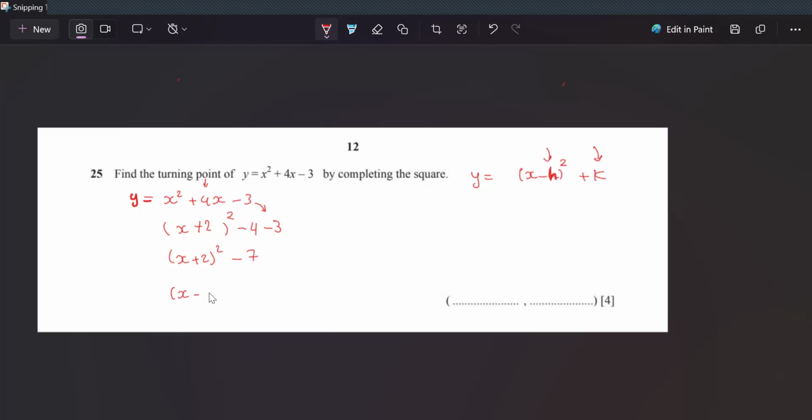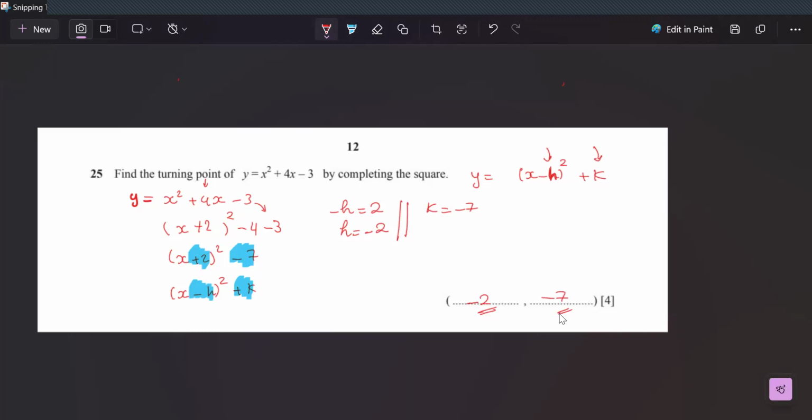Look here, x minus h all power 2 plus k. Can you tell me from here h equal what and k equal what? Look here. If you highlighted this and this and this and this, you will find that negative h equal 2. So from here h equal what? Negative 2. This is the first coordinate. And here k equal negative 7. So negative 7. You got it?